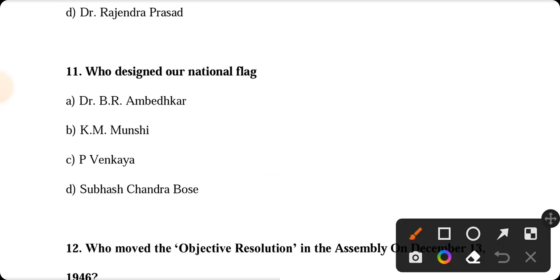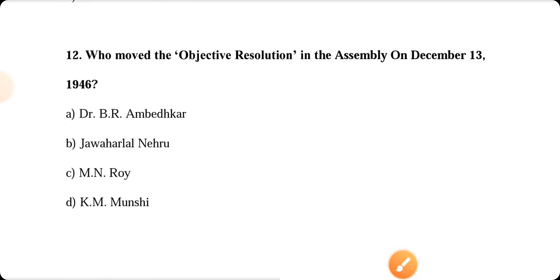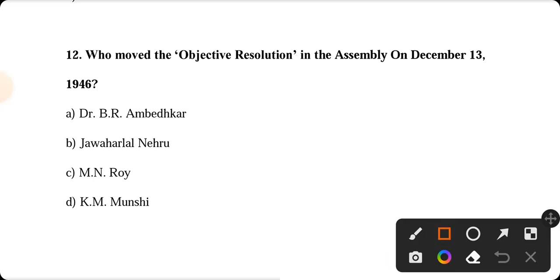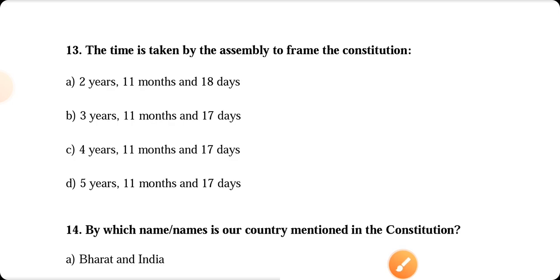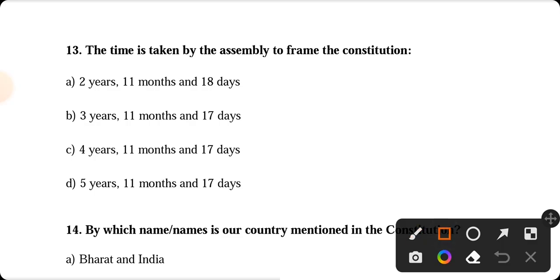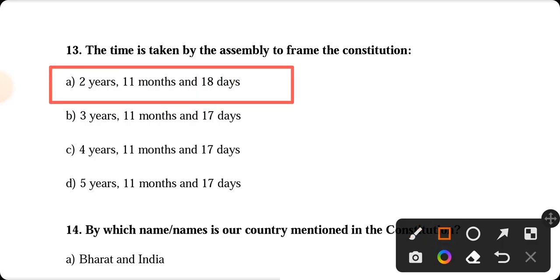Who designed our national flag? Who designed our tricolor flag? It was designed by Pingali Venkayya. Who moved the objective resolution in the assembly on December 13, 1946? Objective resolution was moved by Jawaharlal Nehru on December 13, 1946. The time taken by the Constituent Assembly to frame the Constitution was around 2 years, 11 months and 18 days.